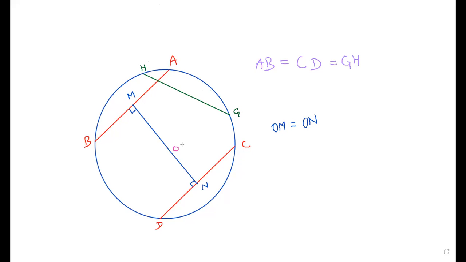If I go for the perpendicular distance of GH from the center, I will once again find, say, this point here is, say, P. The perpendicular distance from the center is OP, and remember, OP is also equal to OM and ON. Tell me, students, is this clear to you?